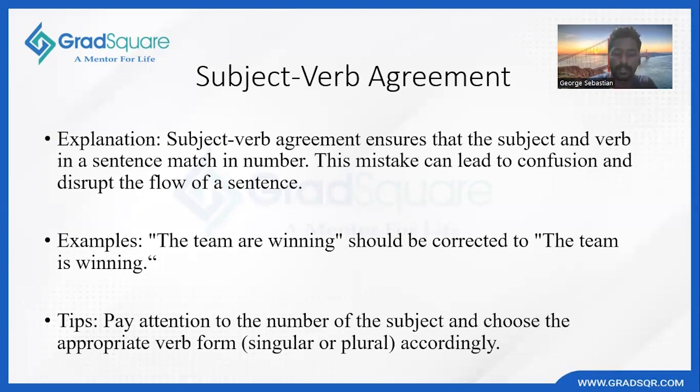For example, let's take a look at this sentence, which says, "The team are winning." This is wrong because team is a collective noun, right? Whenever you use a collective noun in a sentence, we have to go with the singular form. So it should be corrected to "The team is winning." So always pay attention to the number of the subject and choose the appropriate form.